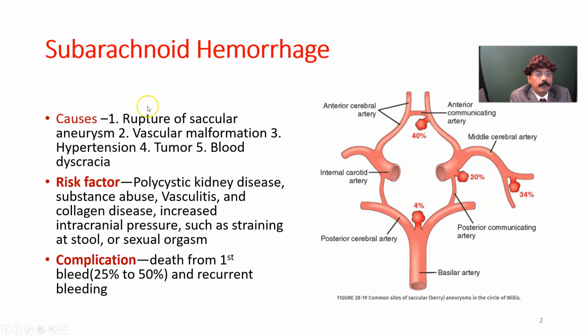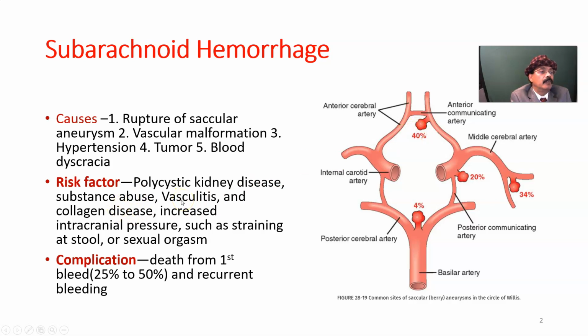Risk factors for subarachnoid hemorrhage: polycystic kidney disease. It is found that around 20% of polycystic kidney disease cases are associated with berry aneurysm. So a person has polycystic kidney disease, usually the person is above the age of 40, and around 20% of cases this problem is associated with berry aneurysm. Substance abuse like cocaine, amphetamine, okay, that will increase the blood pressure, that may rupture the berry aneurysm.